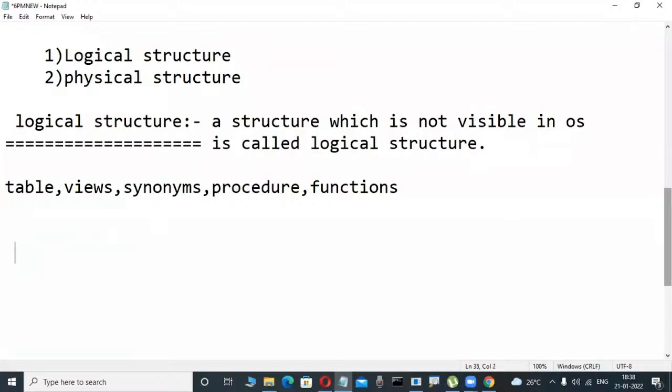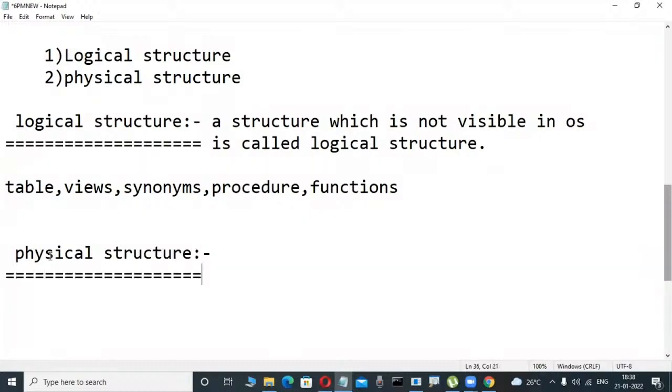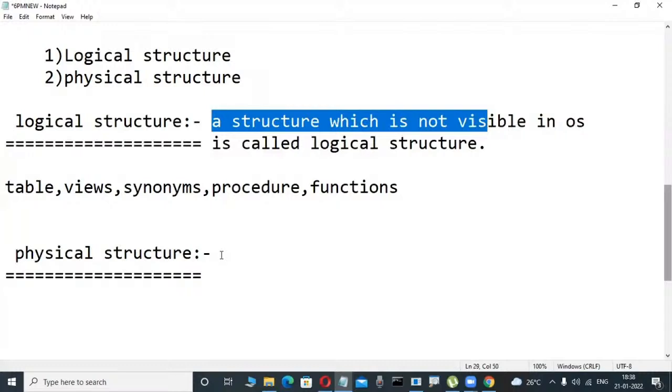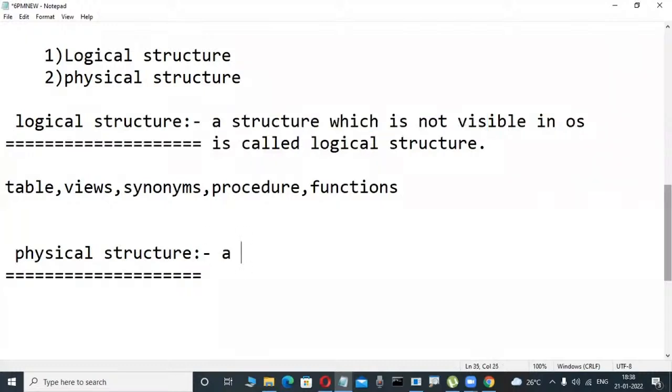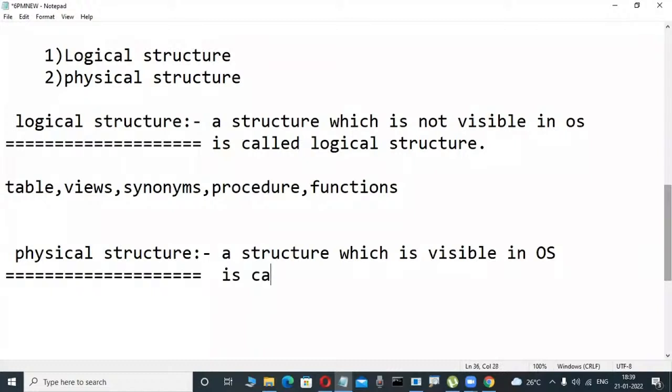Now observe here. What is a physical structure? Don't write it. Now check it out. Just roughly observe it here. Physical structure is there. Just for idea purposes only. What does physical structure mean? Now this is the opposite only. A structure which is visible in the operating system, which is visible in the OS, is called a physical structure.